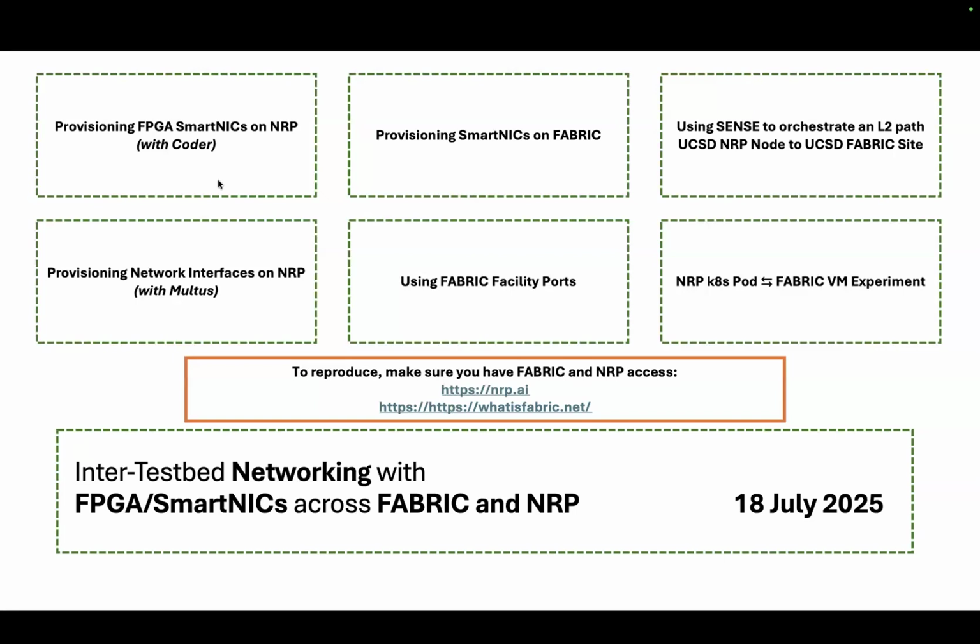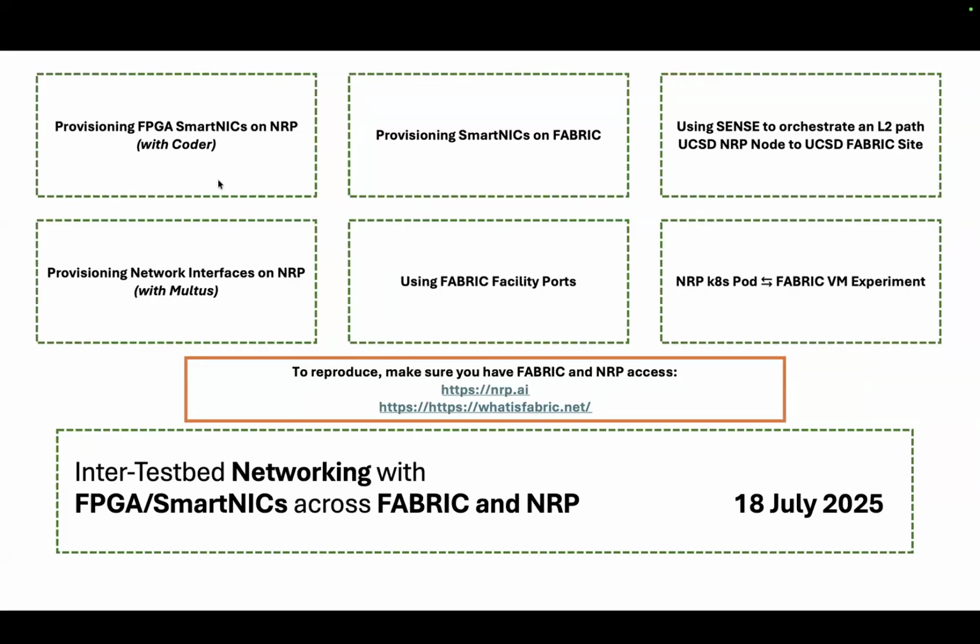We're also going to be using Fabric facility ports, which essentially means connection points that we can specify a VLAN on. Those facility ports are on the Sense topology. So once we have our Fabric facility port, whatever VM, or in Fabric terminology node, is connected to that facility port can gain connectivity into NRP.